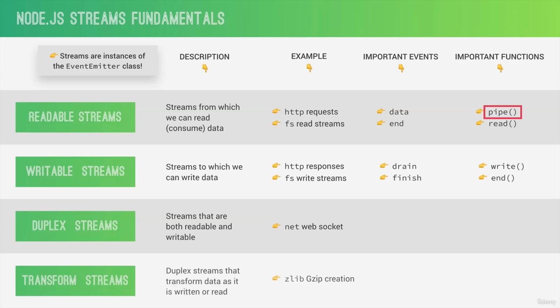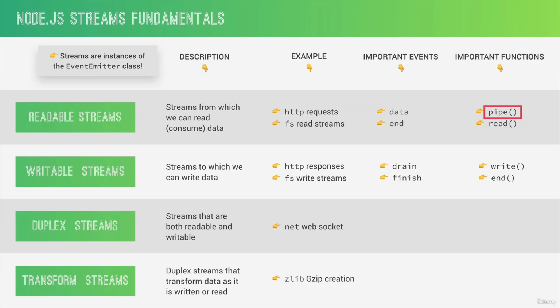Finally, transform streams are duplex streams, so streams that are both readable and writable, which at the same time can modify or transform the data as it is read or written. A good example of this one is the zlib core module to compress data, which actually uses a transform stream. Alright, and that's the 4 types of streams and a broad overview of how we can use them.